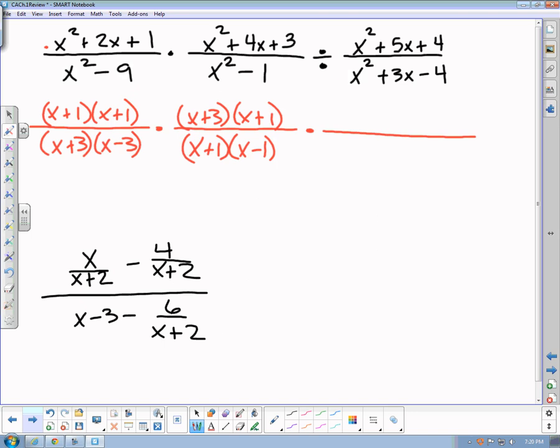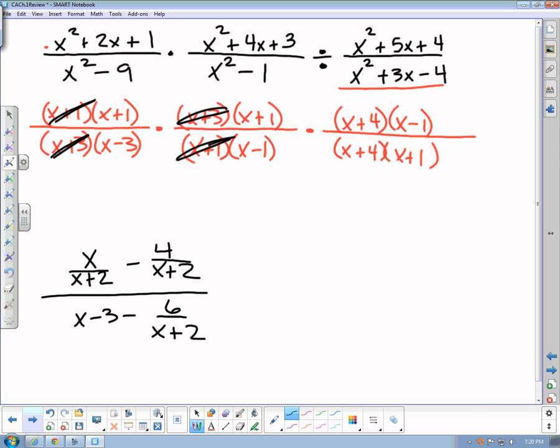And then times, factoring that first, x plus 4, x minus 1. And the denominator would be x plus 4, x plus 1. And so now you can divide things out if possible. We have an x plus 3 and an x plus 3. We have an x plus 1 and an x plus 1. We have another x plus 1 and an x plus 1. We have an x minus 3, but none up there. And then we also have x minus 1, and the x plus 4s. And so we're left with x plus 1 over x minus 3.